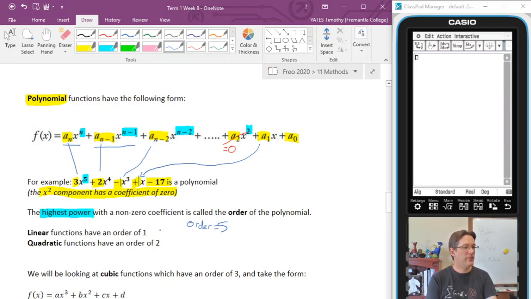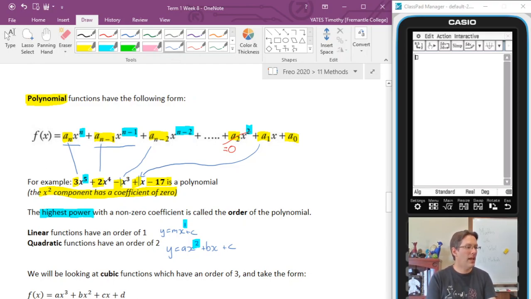Our linear functions of the form y equals mx plus c, let's get that out of the way for the moment. So our linear equations y equals mx plus c have an order of 1 because 1 is our highest power. Quadratic functions y equals ax squared plus bx plus c have an order of 2 because their highest power is 2. So that's just a bit of terminology that will help us out.